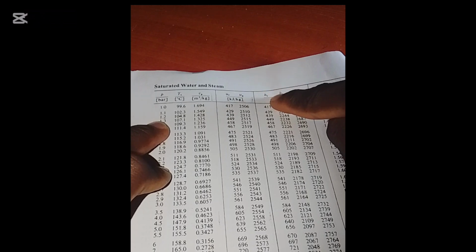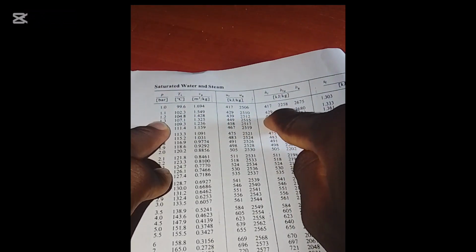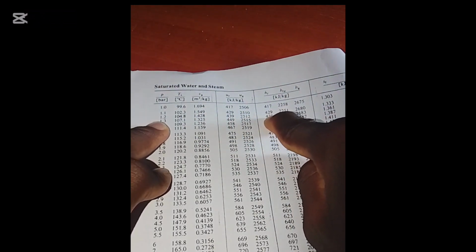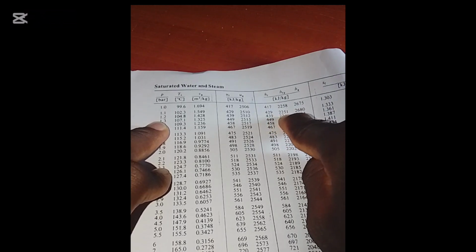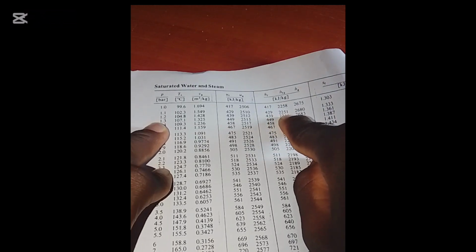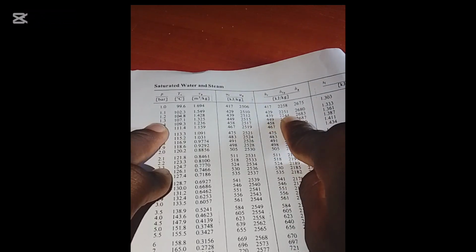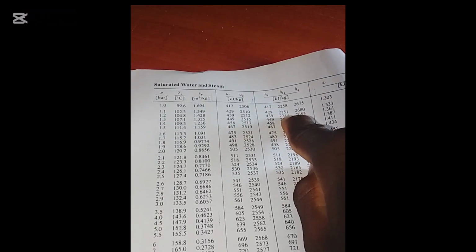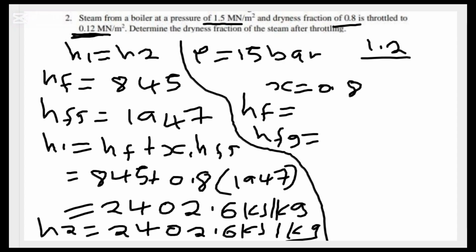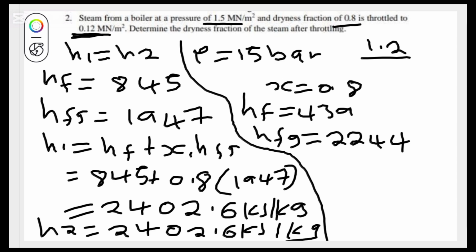So I'll come across to the third line. The h of f will be 439, and therefore the h of fg will be 2244. So I'll pick those values, h of f and h of fg. As you can see, h of f is 439 kilojoule per kg, and the h of fg is 2244.